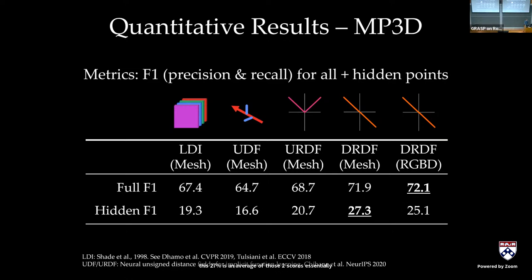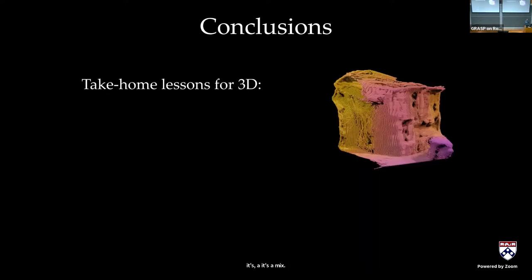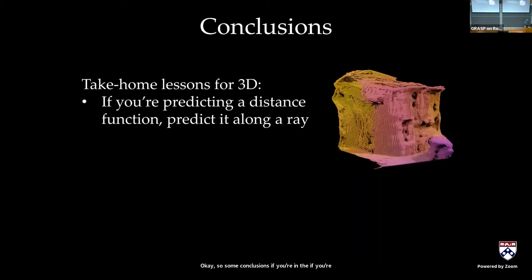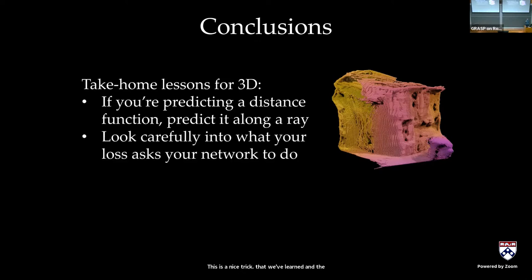Okay, so some conclusions. If you're predicting a distance function, you should predict it along a ray. This is a very generalized conclusion, a nice trick that we've learned. And the other thing, bigger picture, especially for the students who are working on projects like this, is you should look into what you're actually expecting the network to do. Here, the pathological behavior is something that you can't overcome by just scaling up the data. You have to think about what the network is actually trying to do and work with it, as opposed to just saying, hey, let's put in more data, more compute.